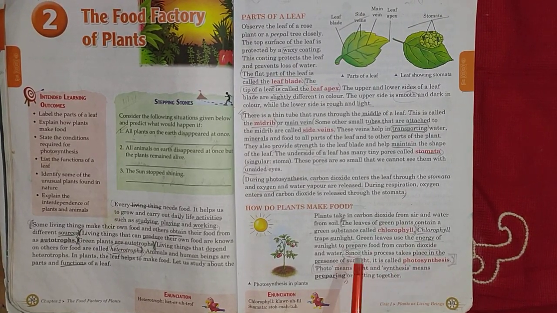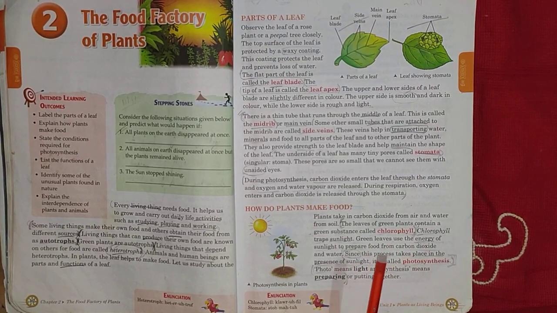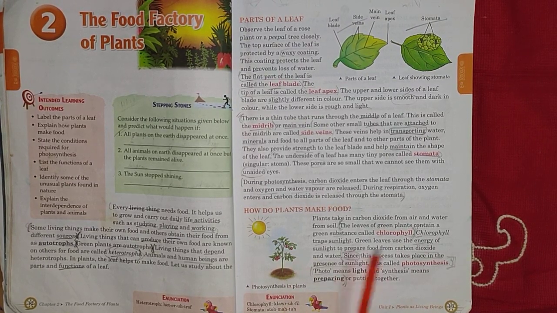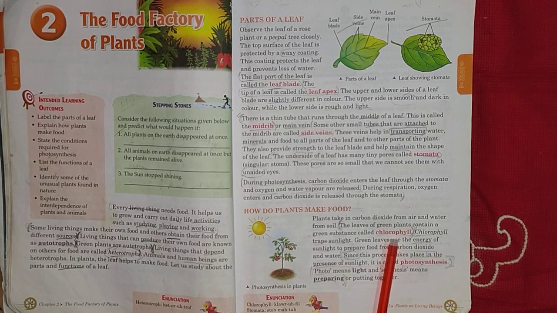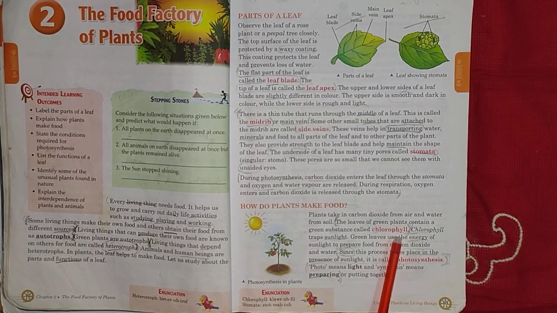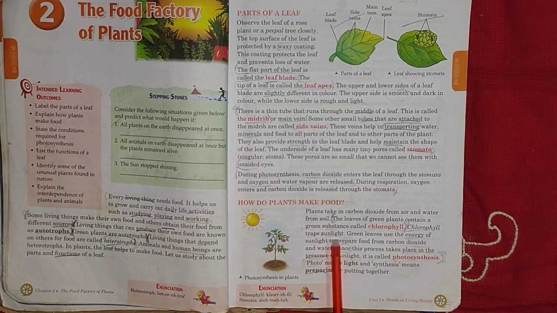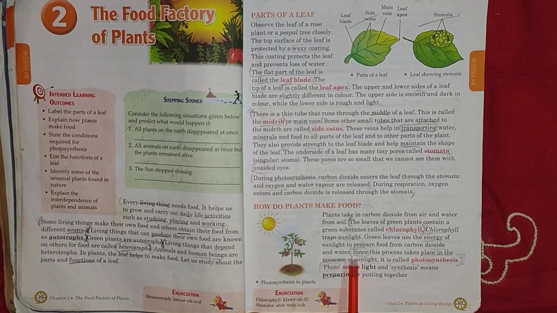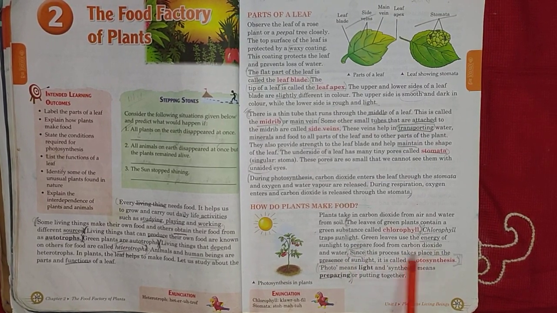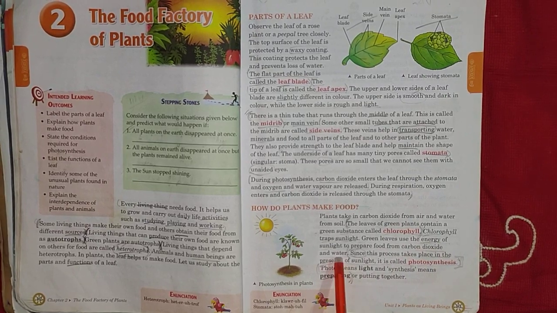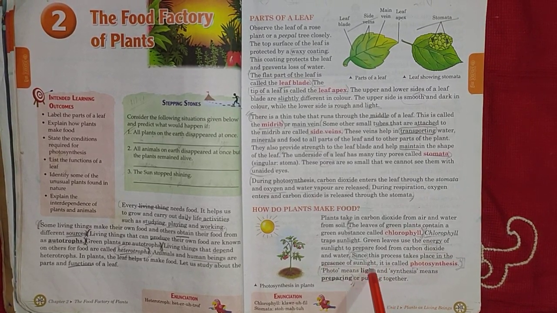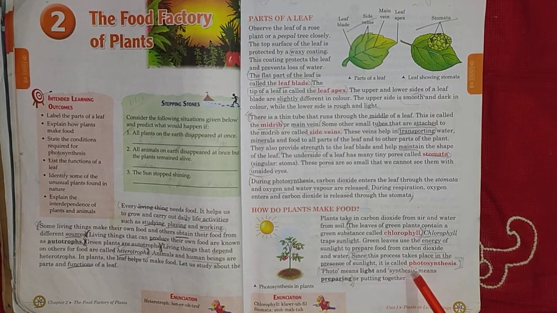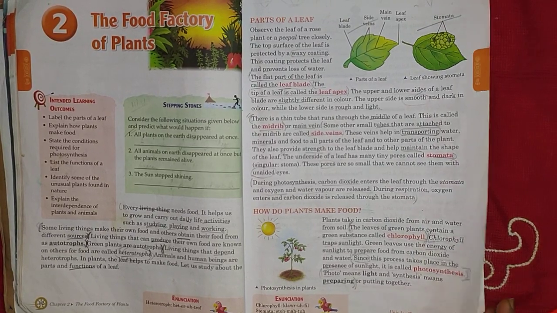Here it is said why all the leaves you see are green in color. Why are they green? Because they contain chlorophyll. And what is the function of chlorophyll? Chlorophyll traps the sunlight, and the energy of the sunlight helps in the preparation of the food of the plant with the help of carbon dioxide and water. And since sunlight is light, this process is called photosynthesis.